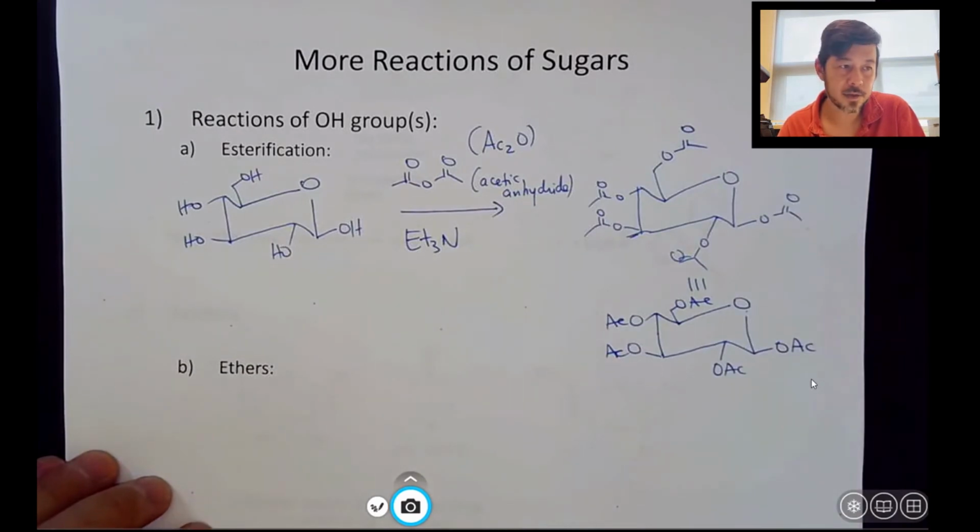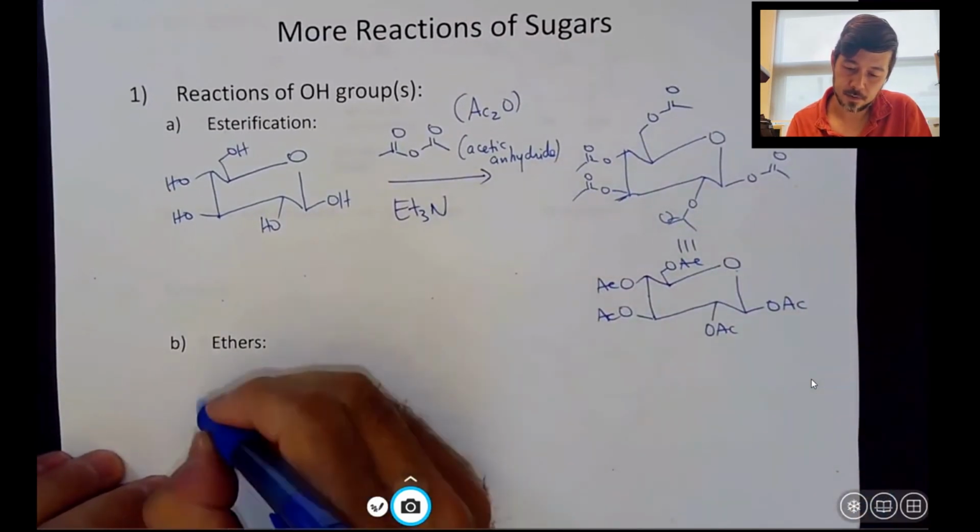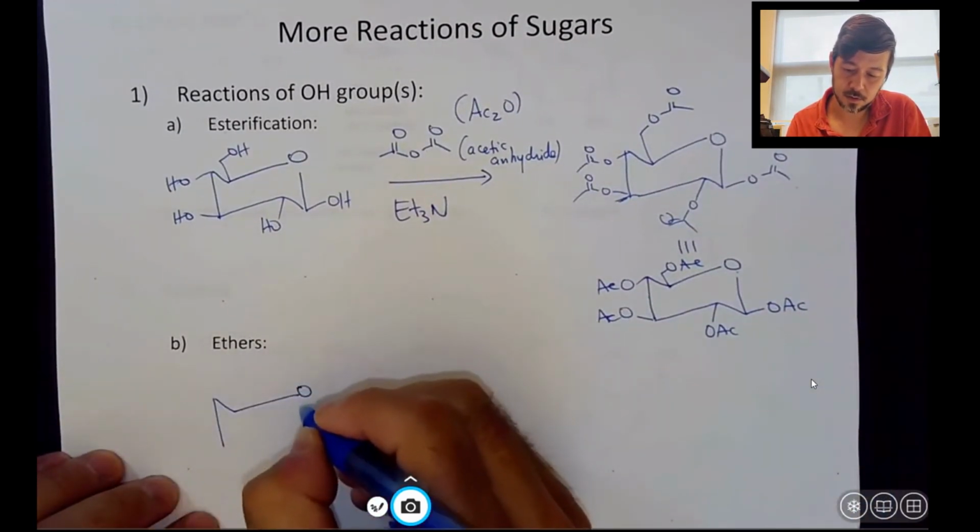Okay, another great way to protect the OH groups is to use ethers. So if you take, again, let's draw glucose.